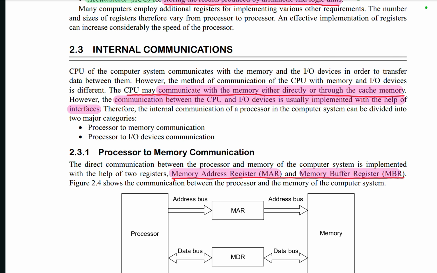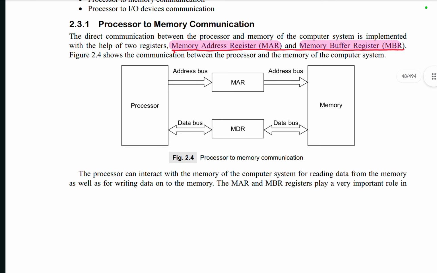Internal communications: the CPU communicates with memory either directly or through the cache memory. The communication between the CPU and input-output devices is usually implemented with the help of interfaces. It is divided into two major categories: processor to memory communication, and processor to input-output devices communication. Processor to memory communication uses the memory address register and memory buffer register.